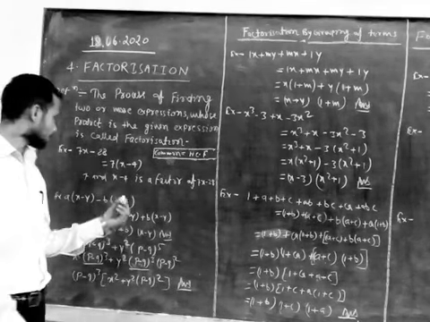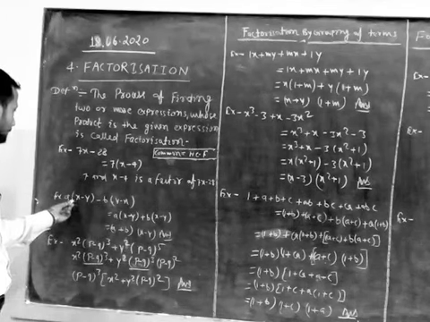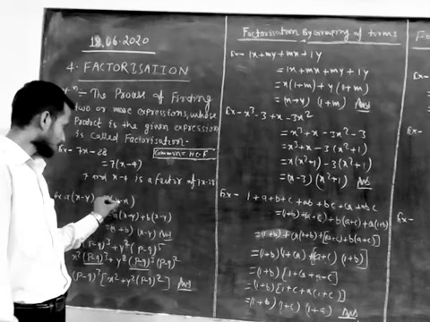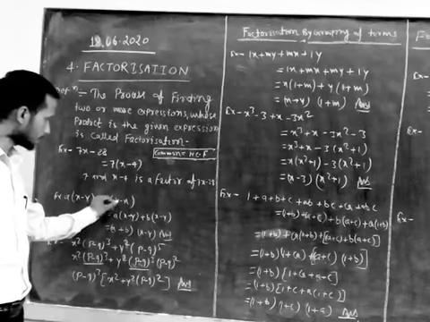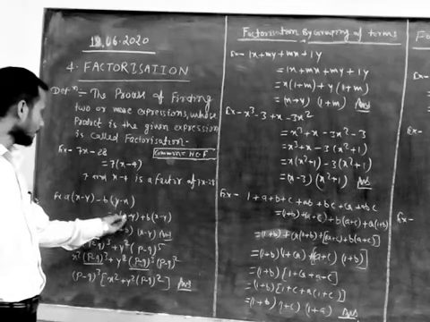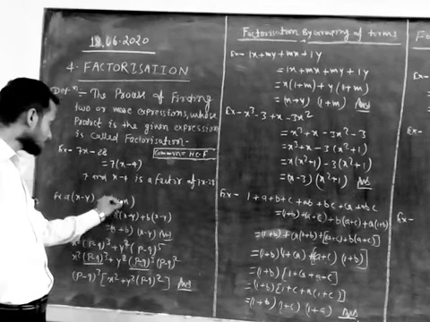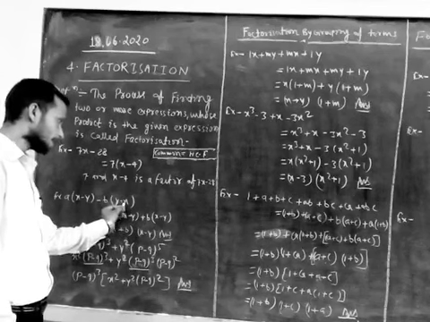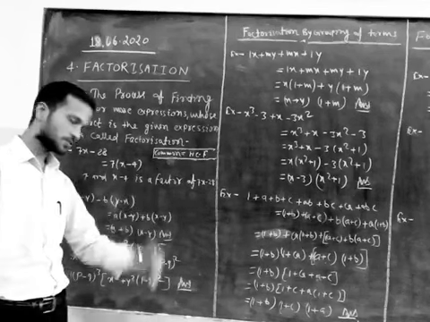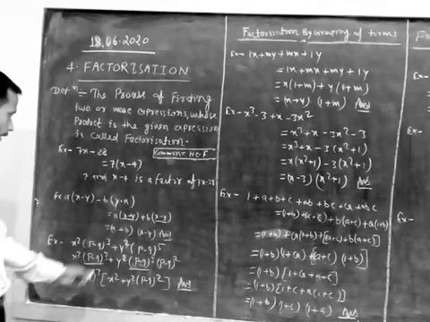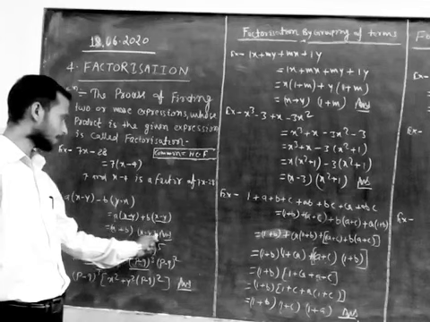As a second example, a into (x minus y) minus b into (y minus x). Here a(x minus y) and minus common, then plus b, and this (y minus x) is converted into (x minus y), because x minus y and y minus x are the same with a sign change. Hence (a plus b)(x minus y).